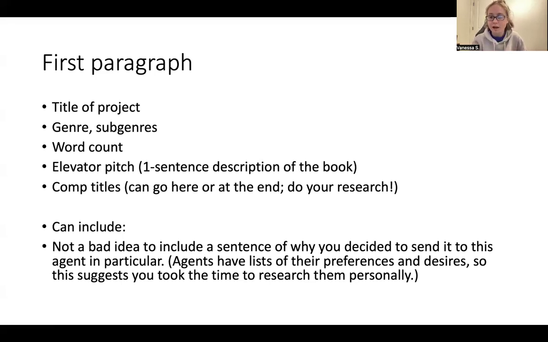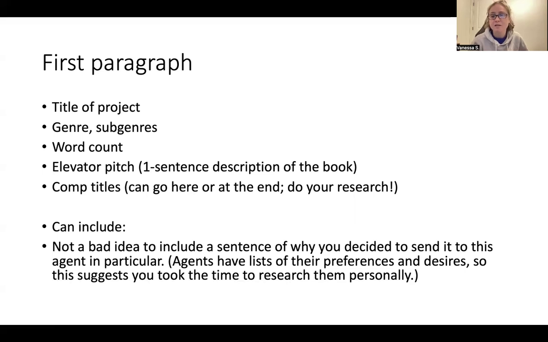You're going to want to include an elevator pitch. This is a one sentence, very pithy description of your book that's meant to make people interested from hearing a little bit about it. You're going to want to also include comparative titles. Those are titles that are similar to what you're writing or what you've done. This can go in this first paragraph. It can also go at the end.